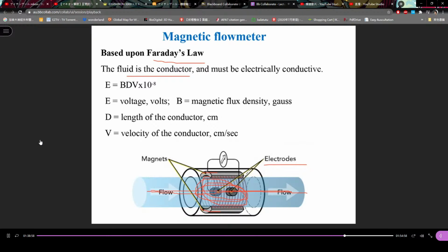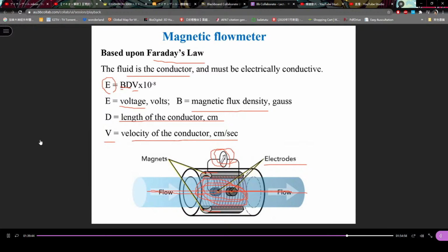But this voltage is very, very small. But we can detect it. We can measure it, and we can measure the velocity here. Measure the voltage, although maybe millivolts, but it's very clear. And this is the magnetic flux density, given by the manufacturer. This is the length of the conductor, also given by the manufacturer. So the voltage is proportional to the velocity of the conductor. So if we can measure the voltage, then we can find the velocity.